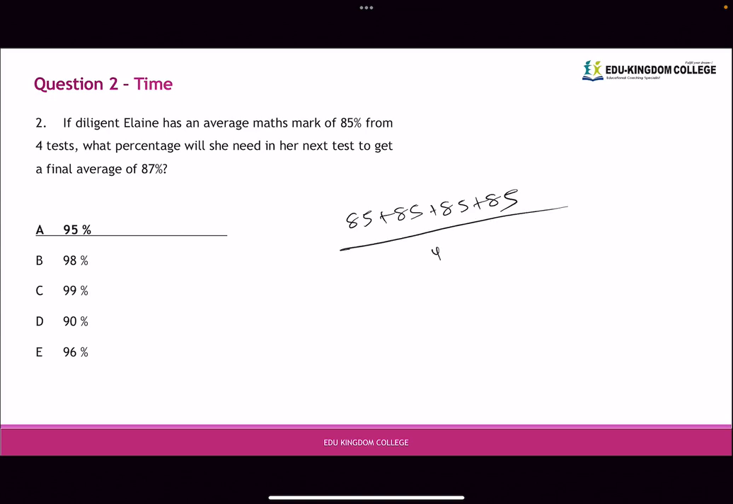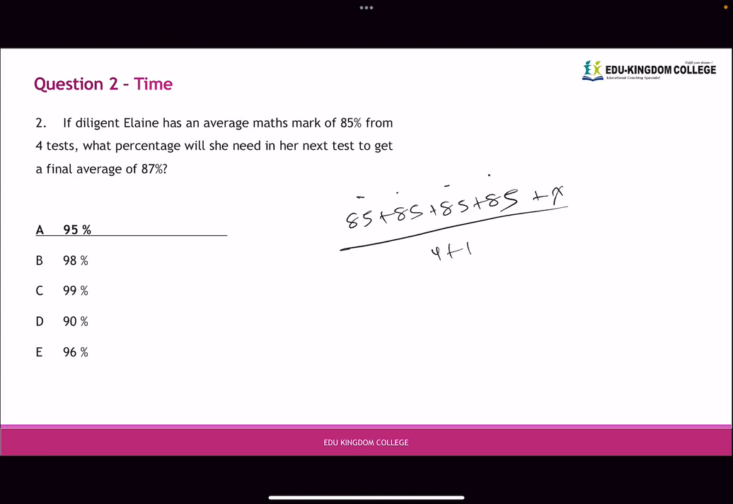Now, she sat 4 tests, that's how we calculate our average: all our marks divided by the number of marks we have. So 85 plus 85 plus 85 plus 85 is all our marks, and then we have 4 marks here. Now, she's going to sit 1 more test though, so we're going to add X, and then 1 on the bottom. X because we don't know what mark she needs to get, and 1 because we know she's going to sit 1 more test.